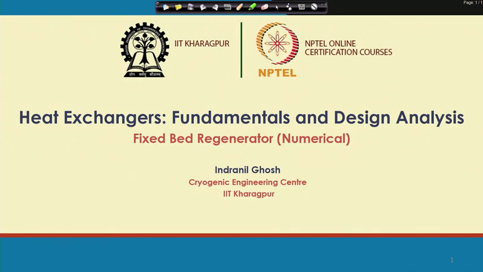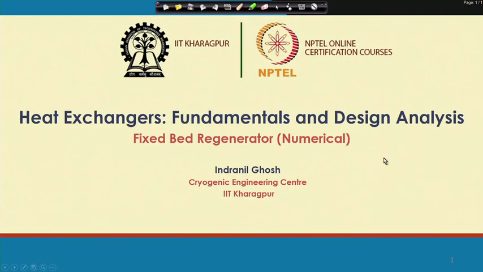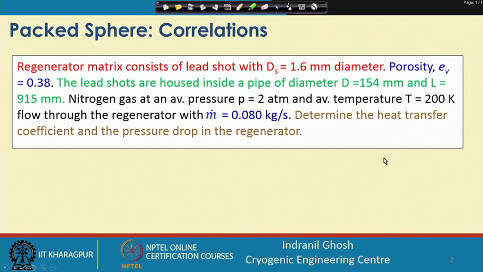Welcome to this lecture. We are talking about the fixed bed regenerator. Today we will try to solve some numerical problem. We have already stated that problem in the last class, and this is about the heat transfer and pressure drop estimation for a packed bed regenerator with spherical shots.